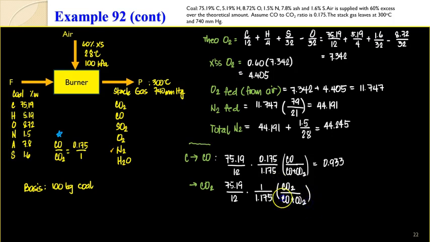So you can do this, or you can basically just subtract the 0.933 from 75.19 all over 12. You'll be able to get the carbon dioxide, and this one is 5.333 kilomoles. So now we were able to solve for carbon dioxide and carbon monoxide.